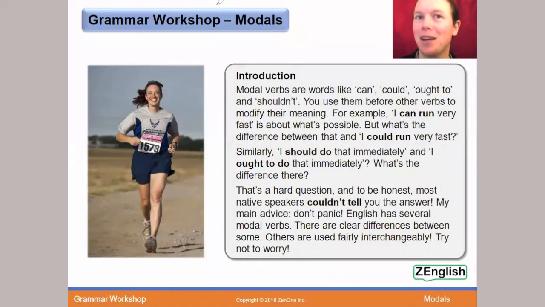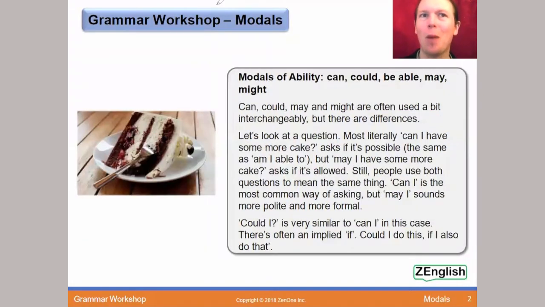So we'll make a start with the modals of ability. It's ability because it's what you're able to do. I can do this means it is possible. I'm able to. For example, can I have some more cake? It's a question I ask a lot, and it's asking, is it possible? If there's no cake, then of course it's not possible. You can't have more. May I have some more cake? Isn't about, is this possible?